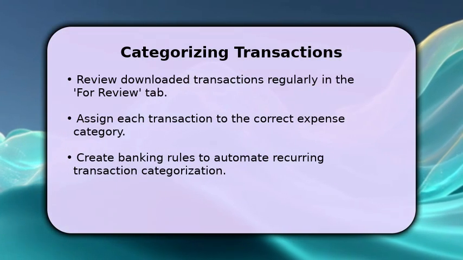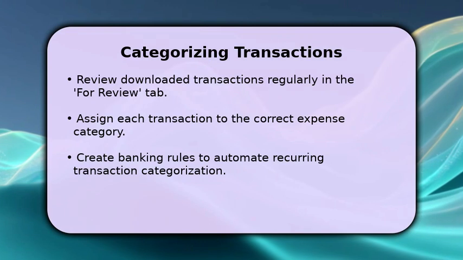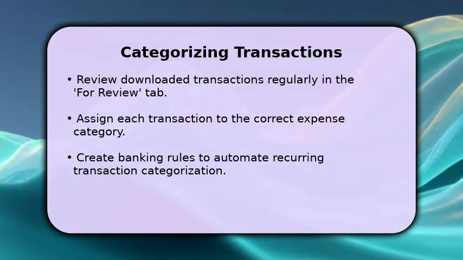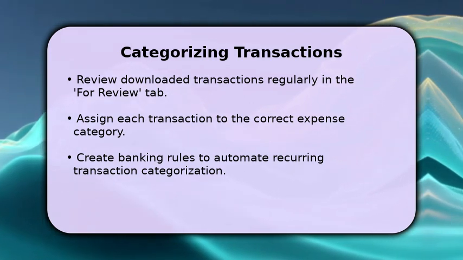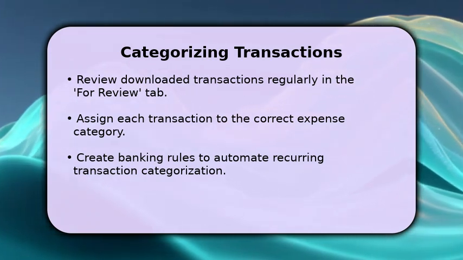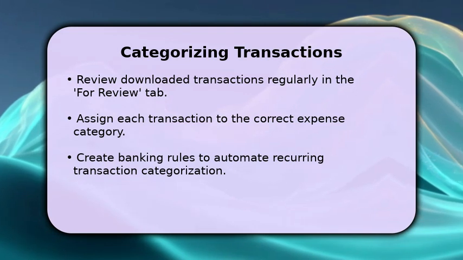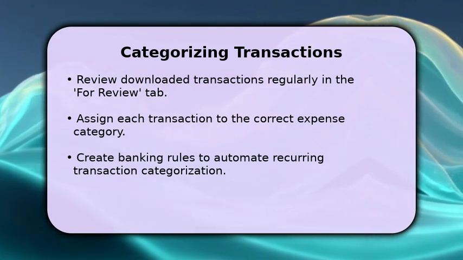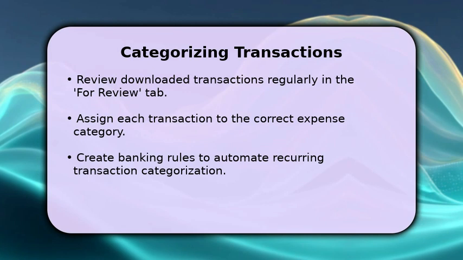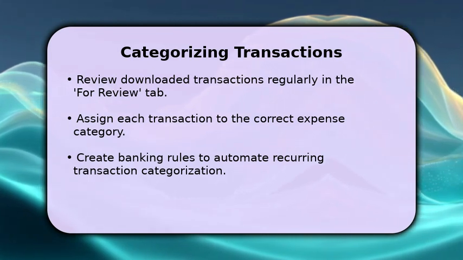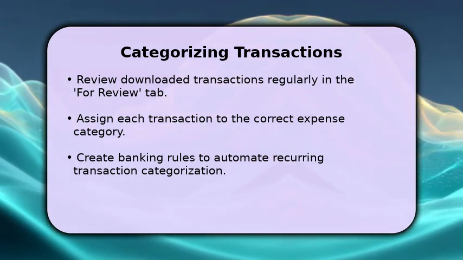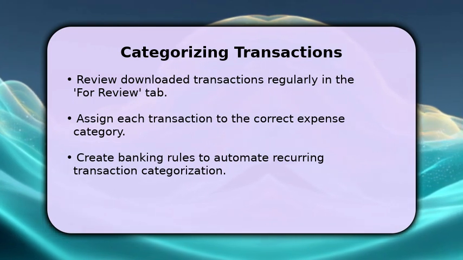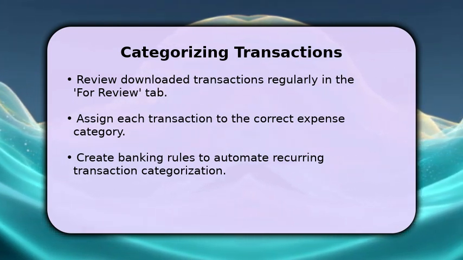Once your credit card is connected, transactions will appear in the For Review tab under Banking. It's crucial to regularly review these and assign them to the appropriate expense categories. For example, a purchase of office supplies should be categorized as office supplies. QuickBooks also allows you to set up rules to automatically categorize recurring transactions, saving you significant time and improving accuracy.